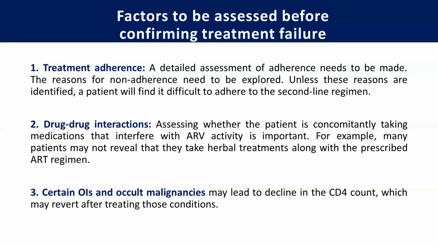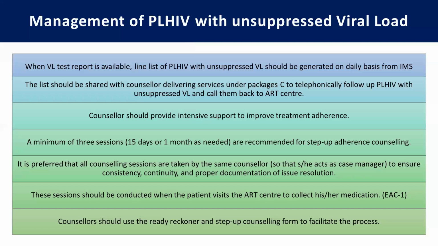Again, certain OIs and occult malignancies may lead to decline in the CD4 count. Suppose now it's a rainy season, and the patient has dengue fever. During that acute infection, the CD4 may decline, but later on the CD4 improves. Similarly, if the patient has some OI, that also can lead to a decline in CD4 count, which may revert after treating that OI, viral fever, or acute febrile illness, and treating those occult malignancies.